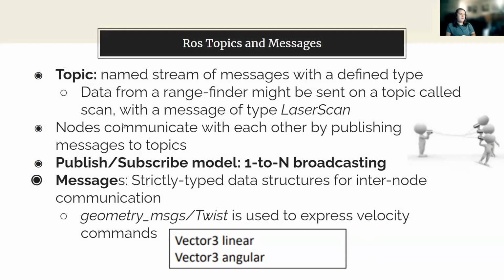Okay. So like I said, this publisher-subscriber model, publishing and subscribing, is what we'd call one-to-N broadcasting. Because if you have one node that publishes to this topic, it's going to hit all N subscribers, however many there are. If you have 100 nodes subscribing, they're all going to get that one piece of data. And like I said before, messages are just strictly typed data structures, and they are what's passed between nodes on this topic. Topics are really important. This is how you give data between nodes.